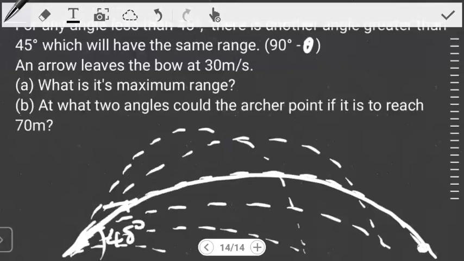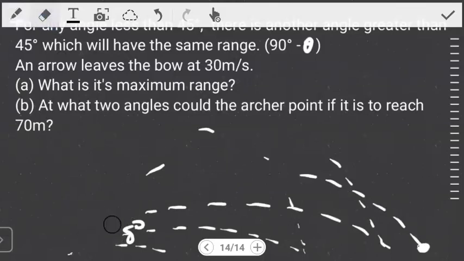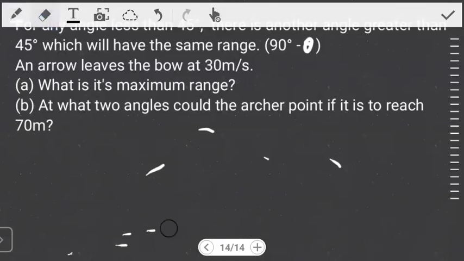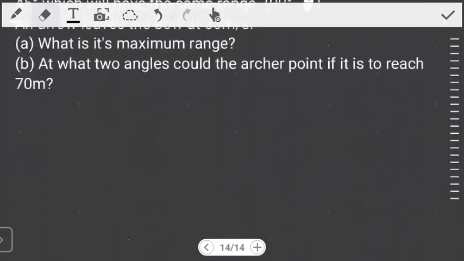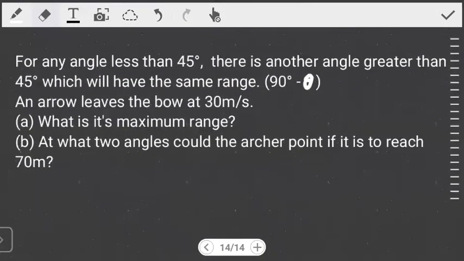So here we have an arrow that leaves the bow with a velocity of 30 meters per second. Okay, what are they asking us to find? Well, in the first part, they're asking us one thing. What is its maximum range? So if you have an arrow that leaves the bow at 30 meters per second, what is going to be the maximum range of this arrow?